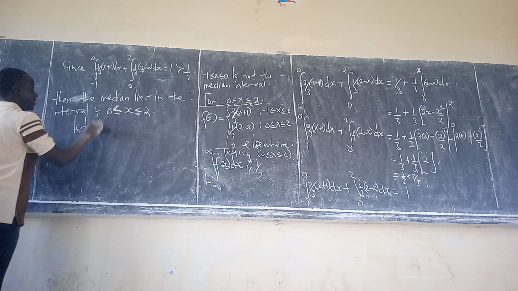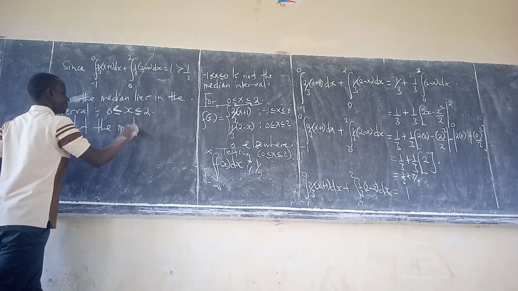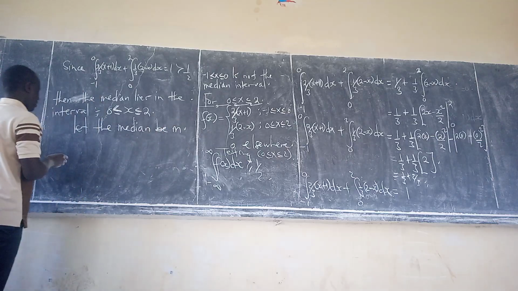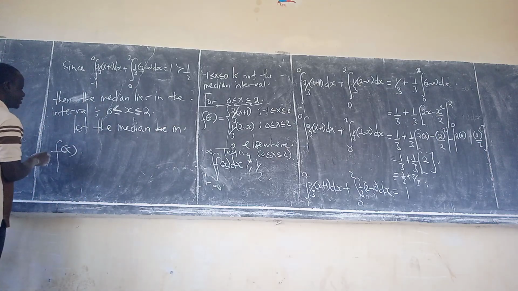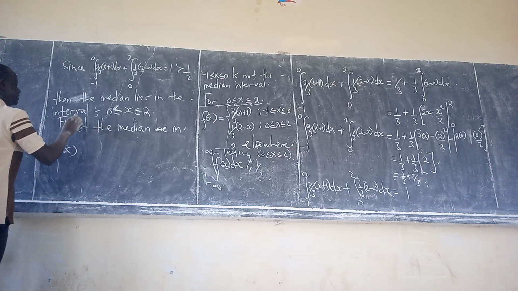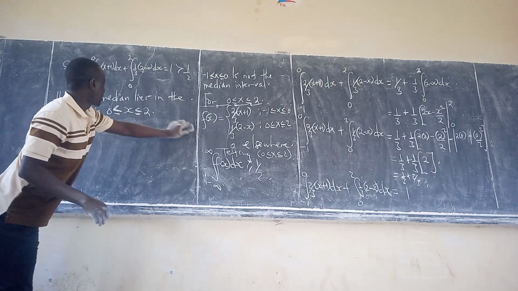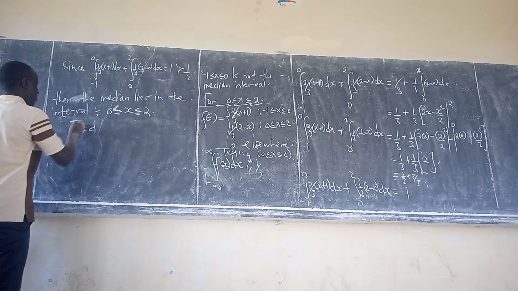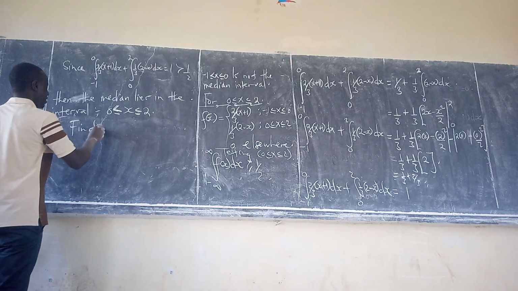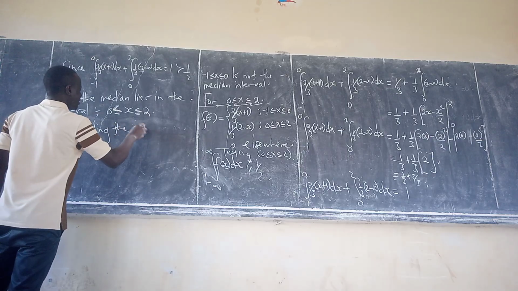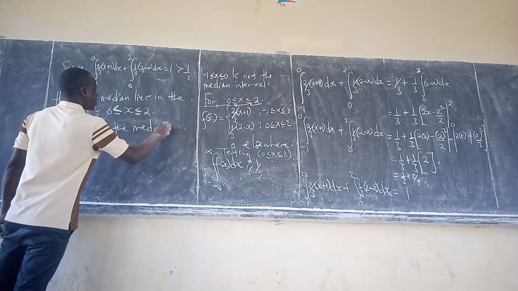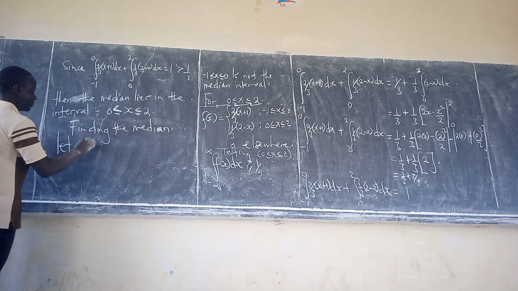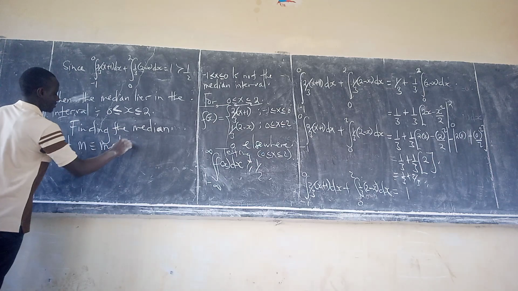And if we let the median be m, then we now want to find, let us first specify what we are doing. After finding the interval, then we are finding the median. So because we are going to find the median, you let m be the median.